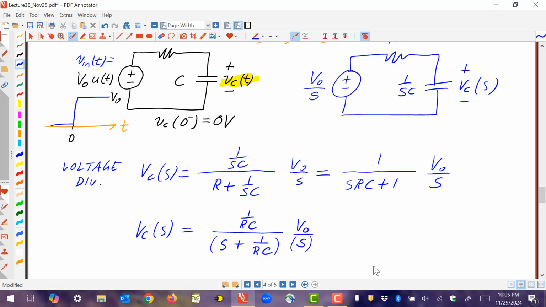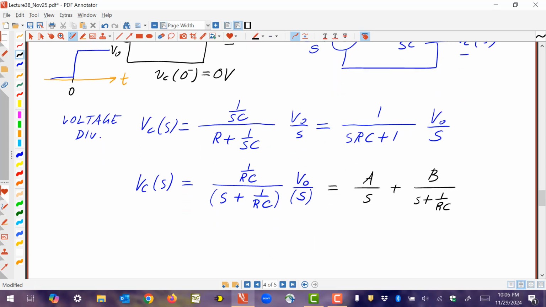In other words, partial fraction expansion says we should be able to write this as A over S, for example, plus B over S plus 1 over RC. Because if we have the A and the B, then the inverse Laplace transform is easy, right? You would have A u of t plus B e to the minus t over RC u of t. If I find A and B, my problem is solved because this will be my VC of t. So what I've got to do is find A and B. And the way we find A and B is by using the partial fraction expansion method, where A and B are determined by a number of methods.